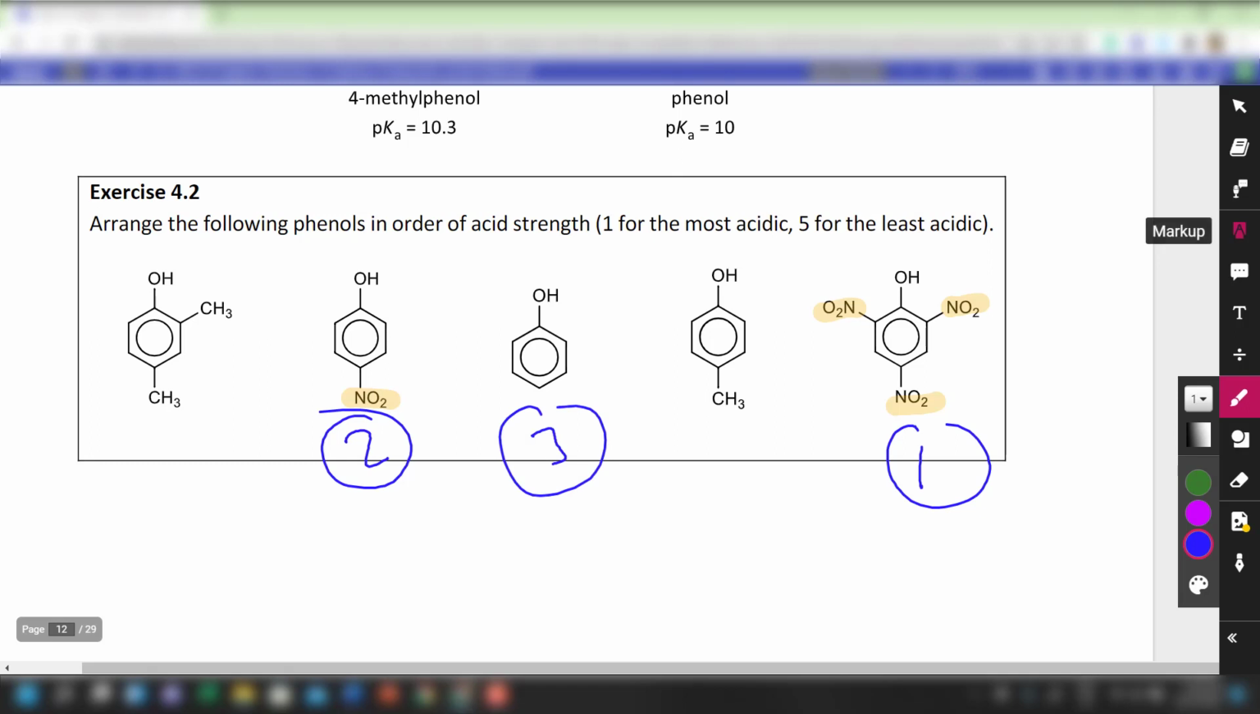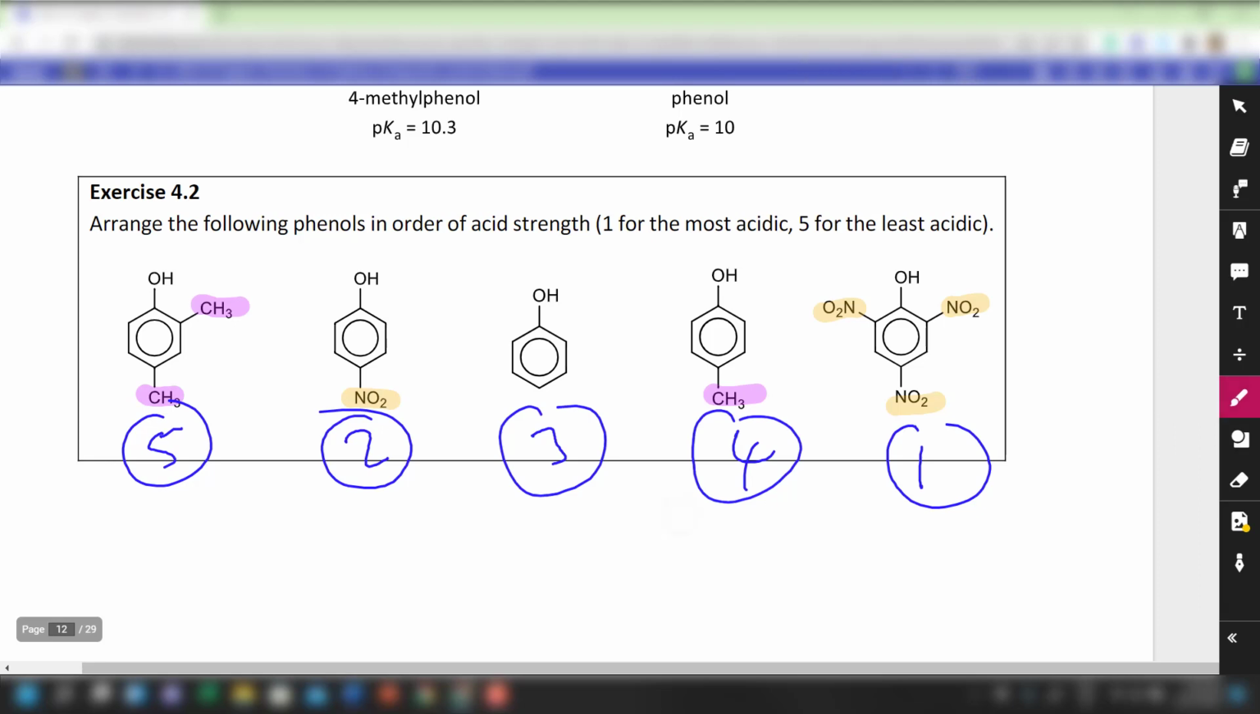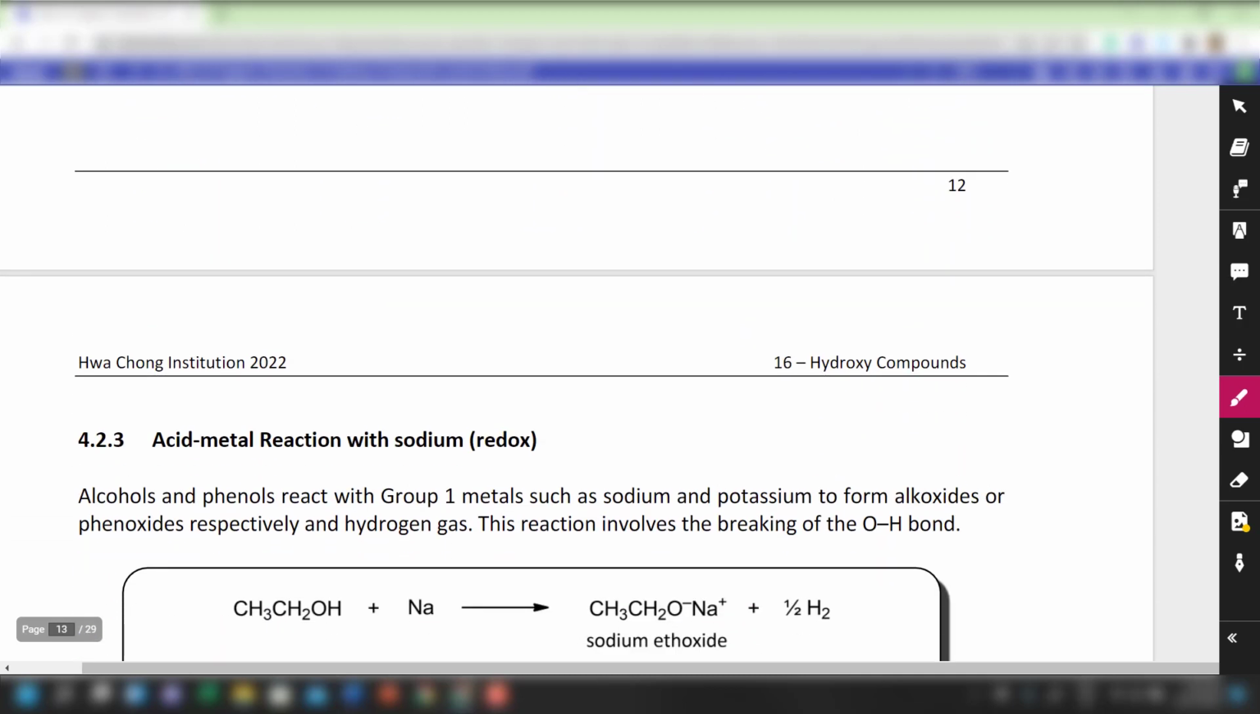Then I'm going to use a purple highlighter to highlight donating groups. So we have 1 donating group in the 4th phenol and 2 donating groups in the 1st phenol. In that case, the 4th phenol will be the second least acidic, and then of course the phenol bonded to 2 methyl groups, where the electron donating group will decrease the incentive for the negative charge on the phenoxide to be delocalized into the phenol ring, will be the least acidic. I hope you find exercise 4.2 quite intuitive.